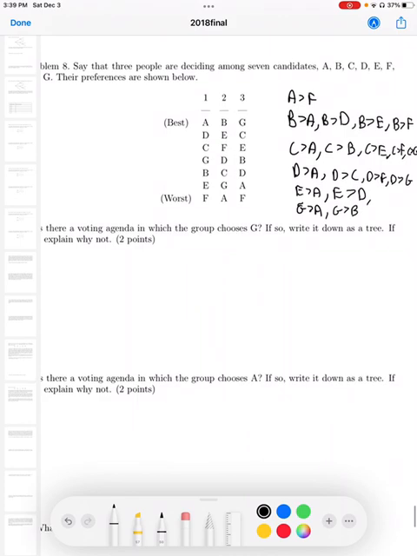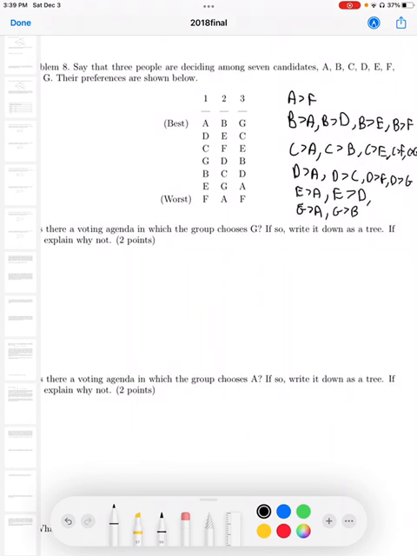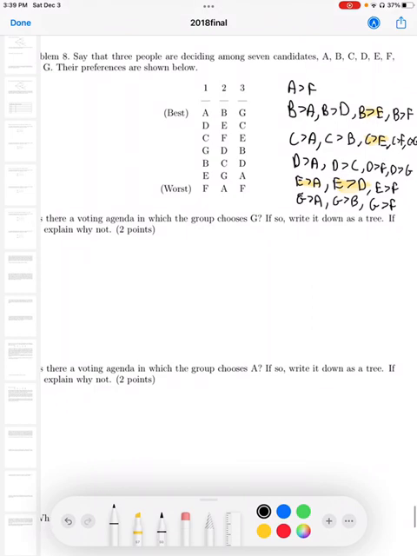Okay, now we could do E. So EA we have already. EB we have. EC we have. ED we have. EF we don't have, and E dominates F. And EG we don't have, but G dominates F. Okay. So I think those are all the possible dominations in this game.